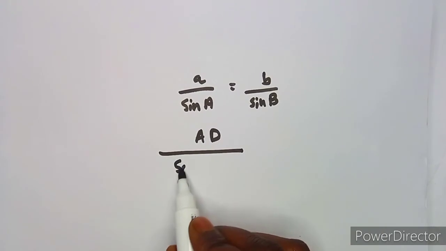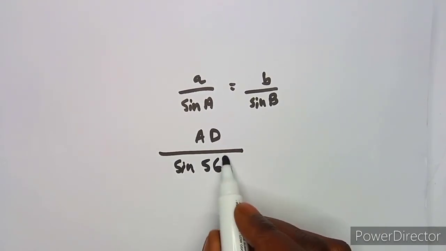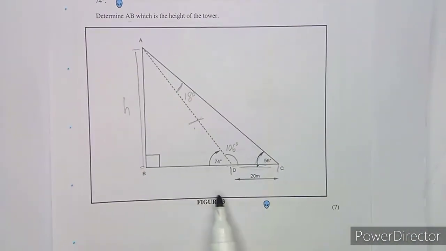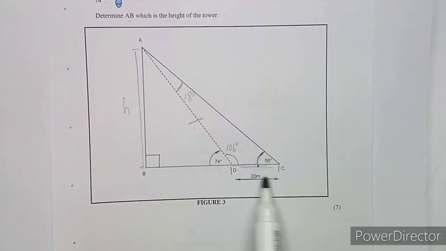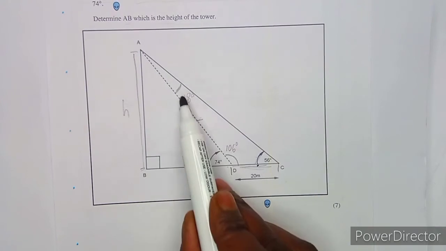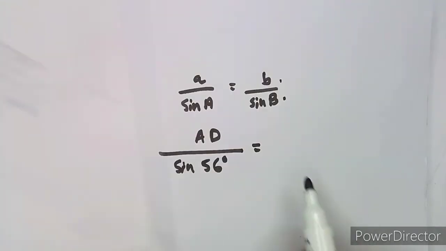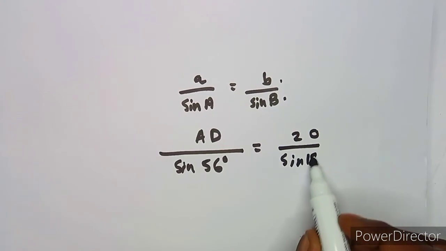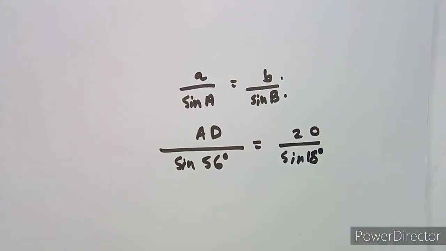So it's over sine 56 degrees, which is equal to B over sine B. So the B is the one that we are given. This one, we can use this 20 over the sine of the angle, which is 18. So it's 20 over sine 18. So there you can play around.